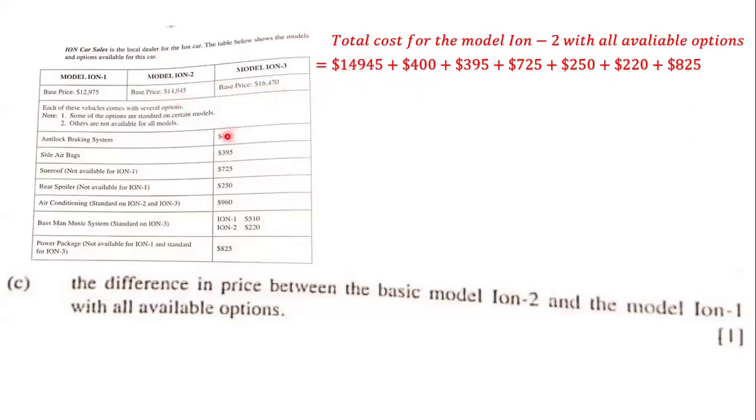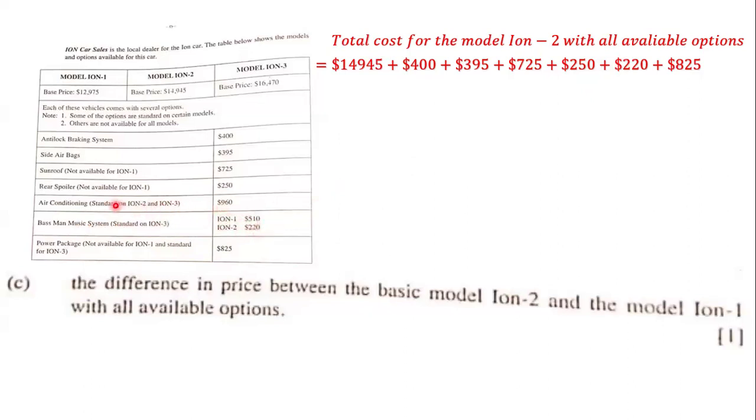Next, we have to pay $400 for the anti-lock braking system. That's $400. Next, we have to pay $395 for airbags. That's $395. Next, we have to pay $725 for the sunroof. Next, we have to pay $250 for the rear spoiler.